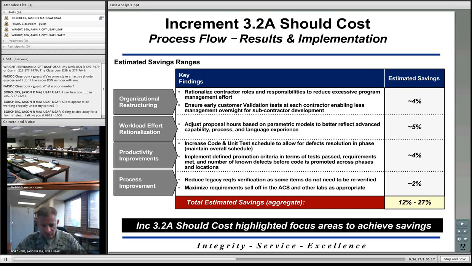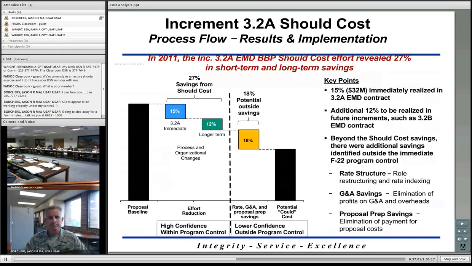Just a further depiction, you can see on the left side of this graph, roughly 27% of the savings broken out between 15% and 12%. But you also have, to the right side of this dotted line, potential other savings as well, to the tune of maybe 18% of their total costs. And this is potential. It's going to be dependent upon certain things such as contractor rate restructuring, general and administrative cost savings, and possibly proposal prep savings.